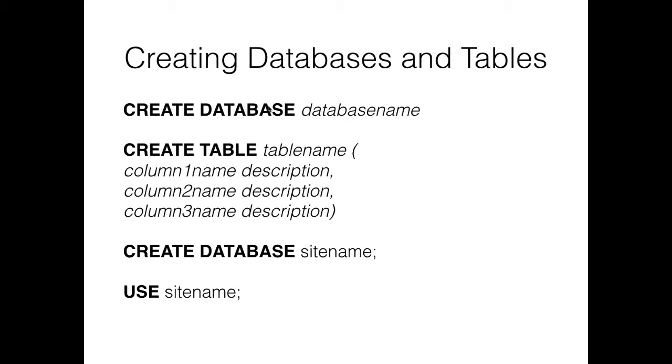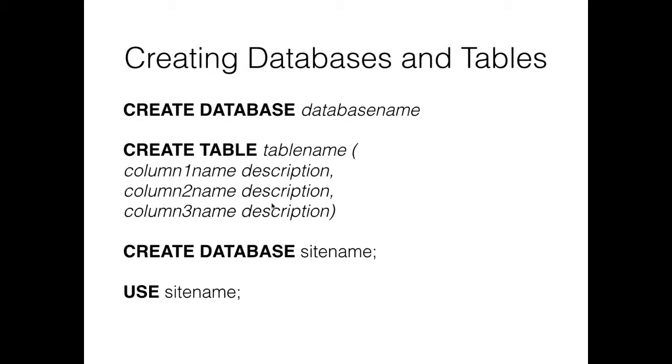Okay, so create database and database name. We can do the same with create table, and we give it a table name, and then a parenthesis, and then the column name and a description, column name, description, column name, description. I'll show you that in more detail shortly. And the description is going to be what column type you want it to be: text, varchar, numeric, etc.